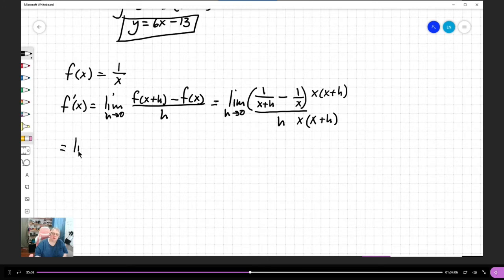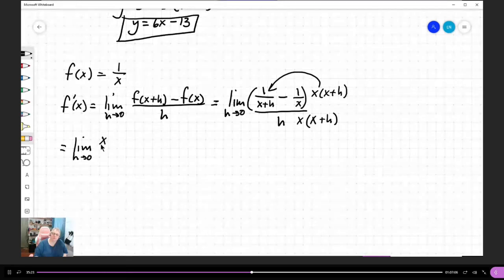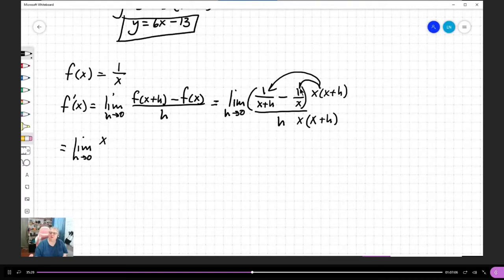So I am going to get then the limit as h goes to 0. On top, when I multiply this by this, the x plus h's divide out. I have a factor on the top and on the bottom, and I'm left with an x. When I multiply this by this, I have a factor of x on the top and a factor of x on the bottom, so those go, and I'm left with x plus h. So minus x plus h.